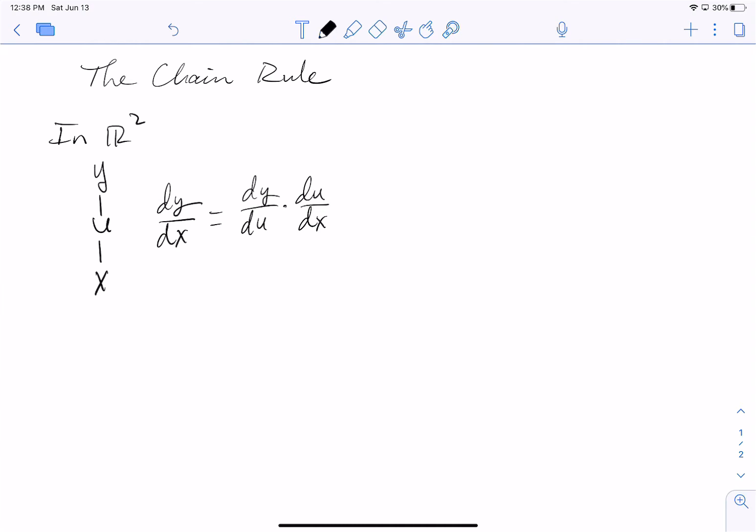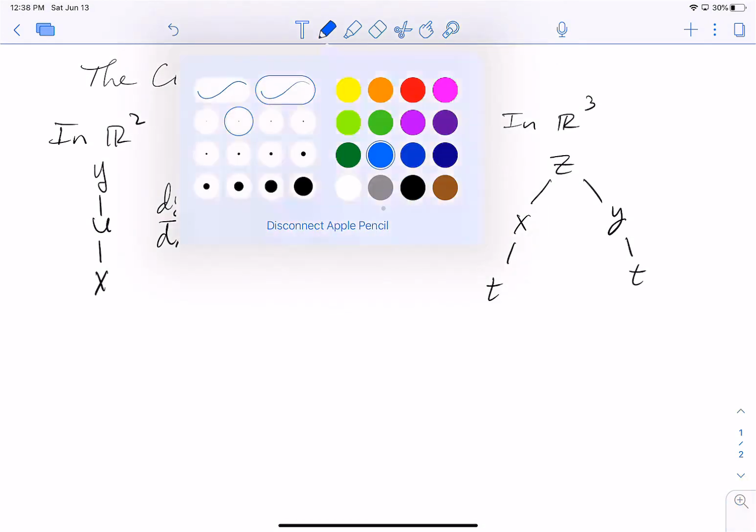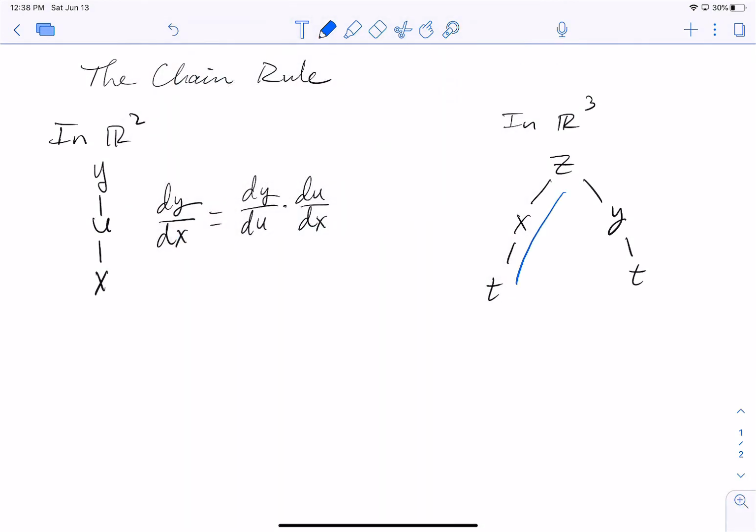In R3, as you might guess, it's a little more complicated. Suppose we have an output z that depends on both x and y, but x and y both in turn depend on t. We have two branches here. I've got z branching off to x and then t, and then z branching off to y and then t. So let's look at these branches individually.